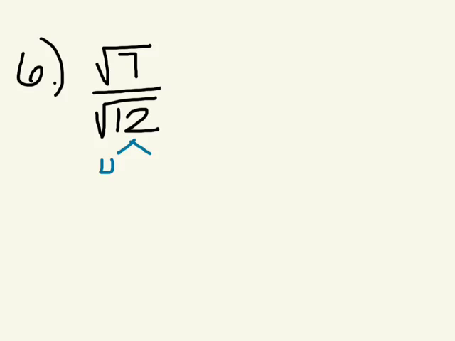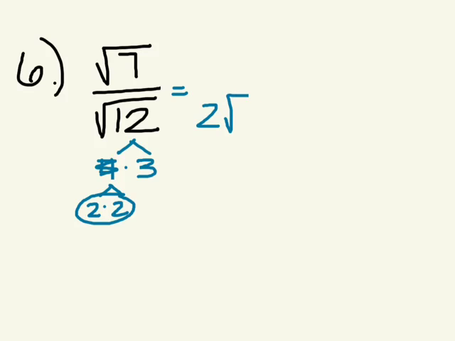12 is 4 times 3, and 4 is 2 times 2. So we can break down 12 to 2 radical 3. 7 doesn't give us any pairs, so we leave it in the numerator.